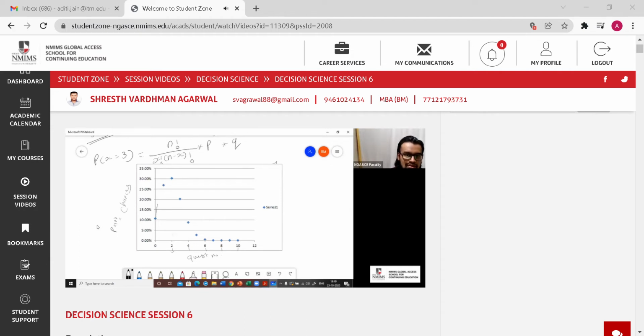When I plot these, this is the curve I got. And in this curve, you'll observe that it's skewed. That is a skewed curve. What does skewed mean? Skewed means on the right-hand side it is stretched. This is a right skewed curve. Right skewed curve.